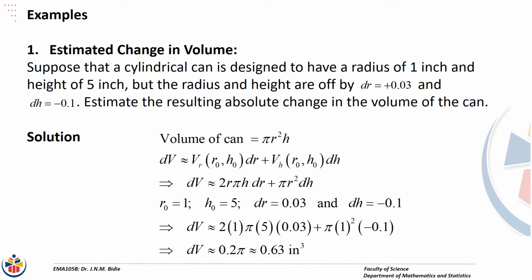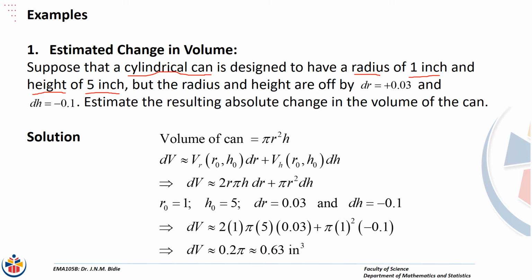Suppose that we have firstly the shape, a cylindrical can. So immediately we have cylindrical, then we need to know, is it surface area, volume, what are the formulas? And it has been designed. Firstly, the radius is given to be 1 inch, and the height of this cylindrical can is 5 inches. But the radius and height are off.